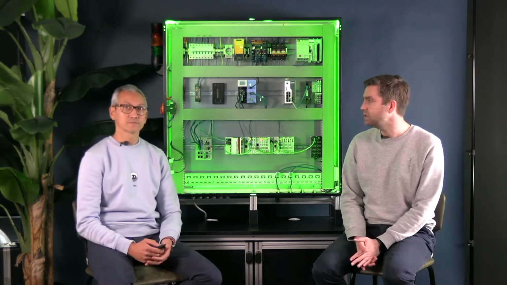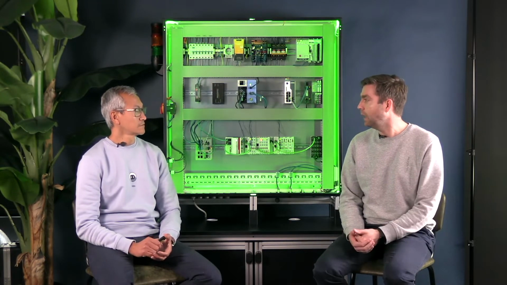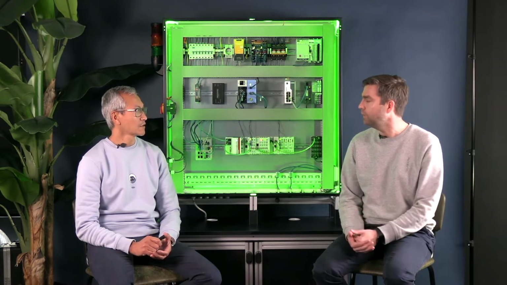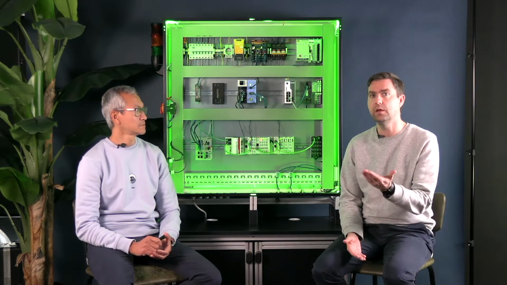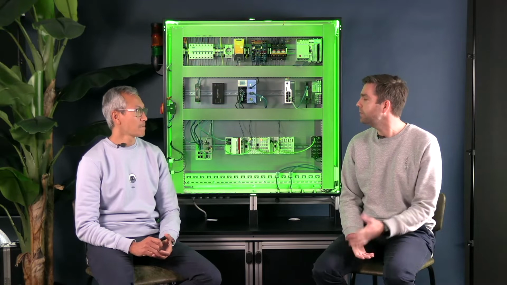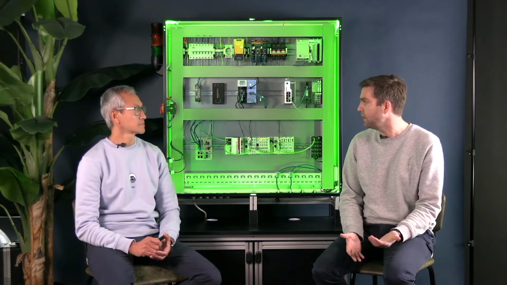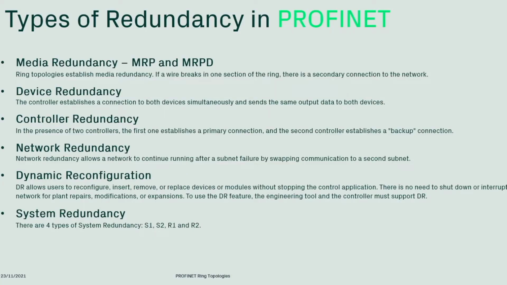Absolutely. So there are lots of different types of redundancy. I think you're just going to talk about them briefly, but you're going to mainly focus on the media redundancy. Yeah, and that's the most common that we see within PROFINET operations that we go on site and see. Yeah, it's the most common one and also the easiest one to implement.